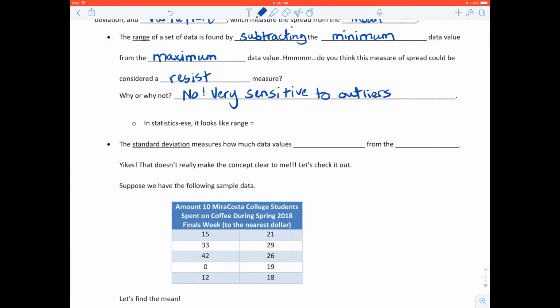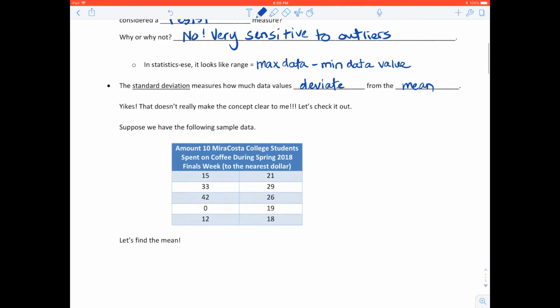In statistics-ese, it looks like the range is equal to the max data value minus the min data value. All right. The standard deviation measures how much data values deviate from the mean. Well, that probably isn't too illuminating for you, so let's check it out.